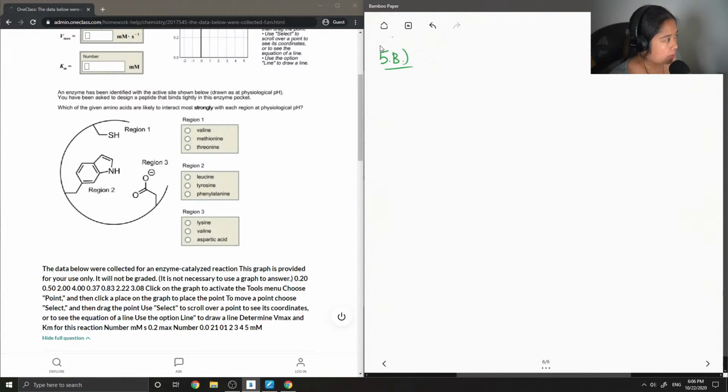(5b). An enzyme has been identified with the active site shown below, drawn as at a physiological pH. You have been asked to design a peptide that binds tightly in this enzyme pocket. Which of the given amino acids are likely to interact most strongly with each region at physiological pH? And then they just give us different options of amino acids. So first let's look at region 1. So this amino acid is cysteine.